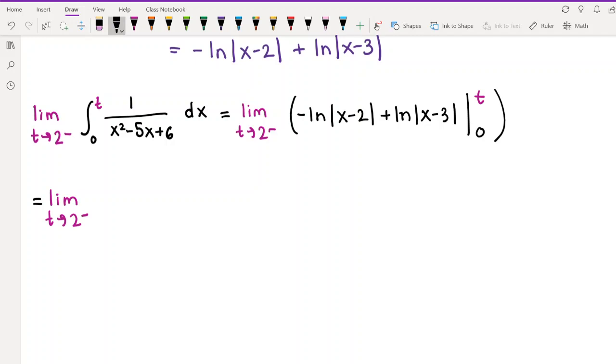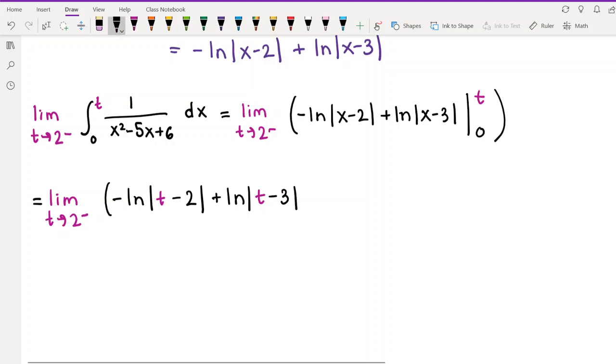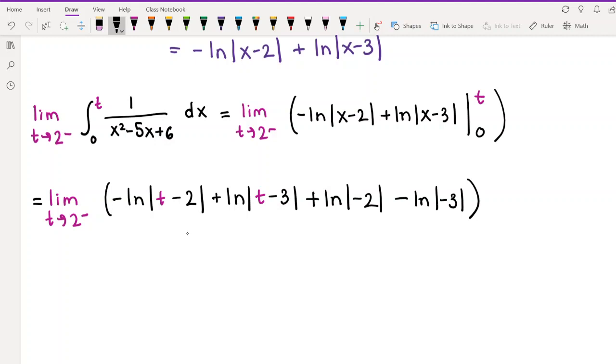So if we plug in t, we're going to get negative ln of absolute value of t minus 2 plus ln of absolute value of t minus 3. And then when we plug in 0, we get plus ln of absolute value of negative 2, and then minus ln of absolute value of negative 3. Okay, so what happens when we take our limit?